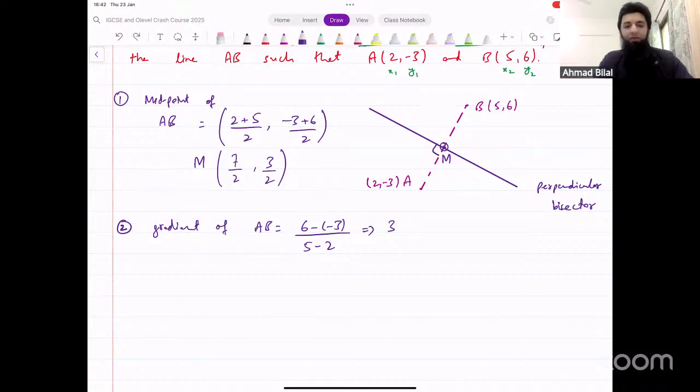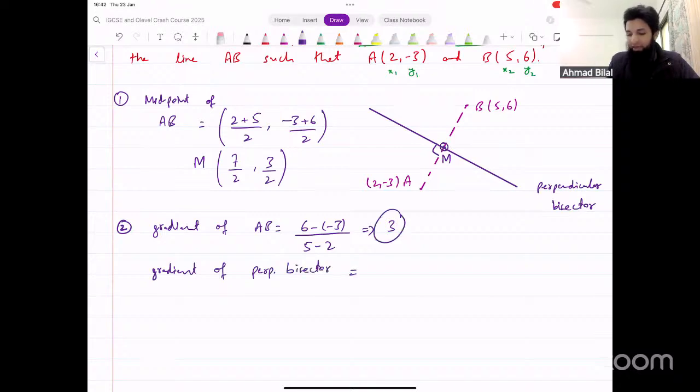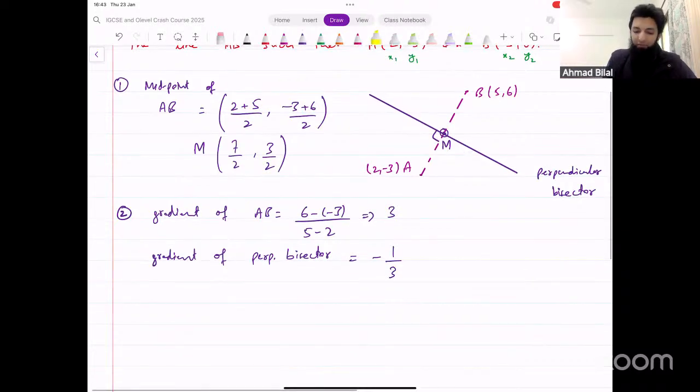We are not writing the equation of AB. We want the equation of the perpendicular bisector. Okay, so what would be the gradient of the perpendicular bisector then? It will be the negative reciprocal of this gradient. Negative reciprocal of this: change the sign, take the reciprocal, that becomes negative 1 over 3. Okay, so now we've got both of the things that we need. We have the midpoint of the line and we have the gradient of the line. Using these two things, we can write down the equation now.